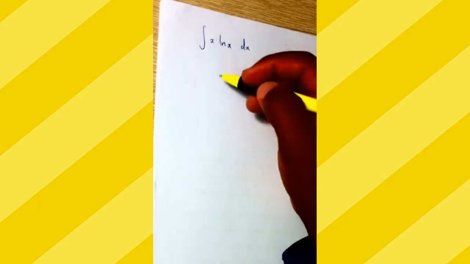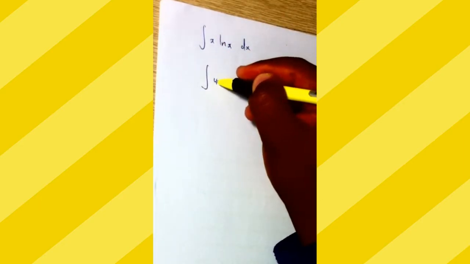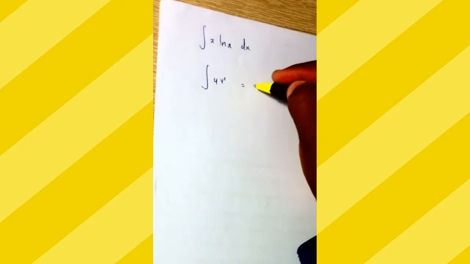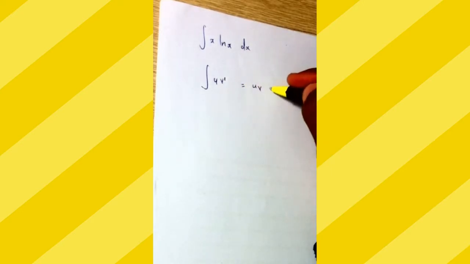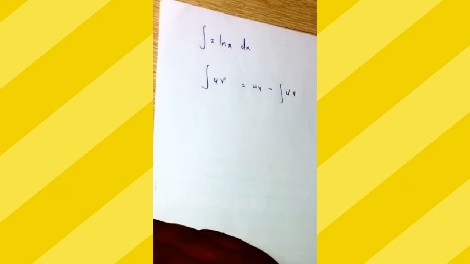Generally this formula is just like this: the integral of u multiplied by the differential of v is equal to uv minus the integral of differential of u multiplied by v. This is the formula that we need to use. But where does this formula come from, guys?